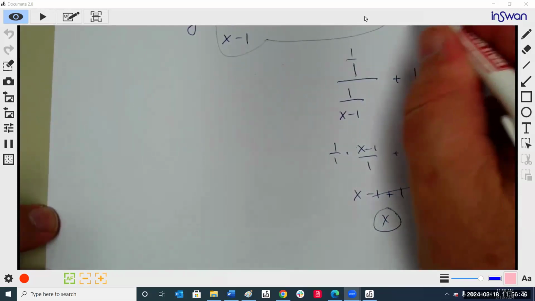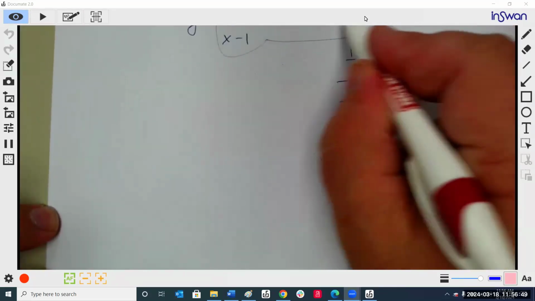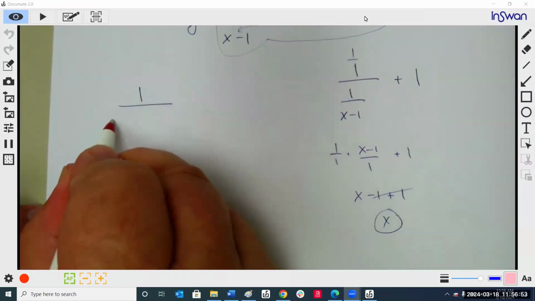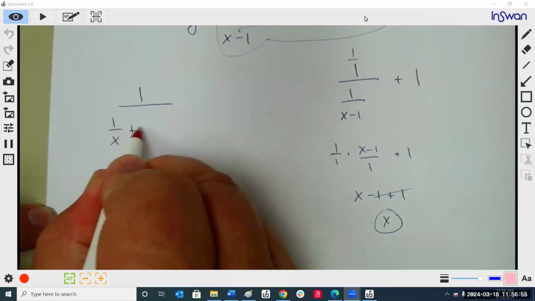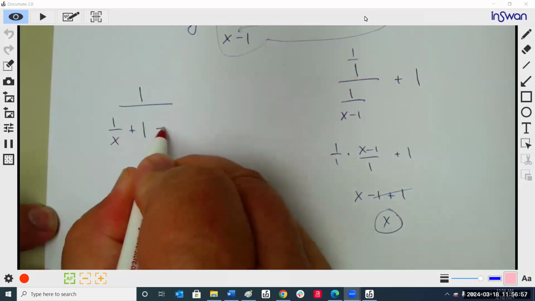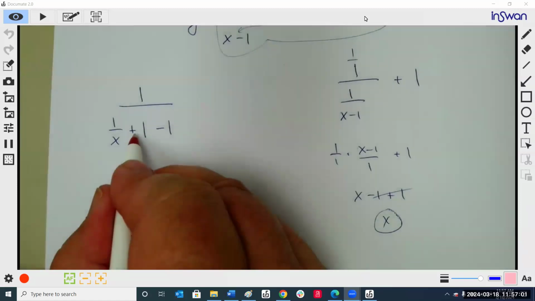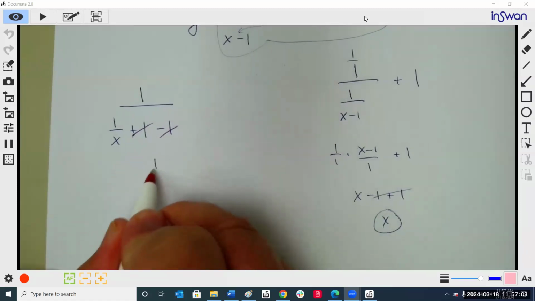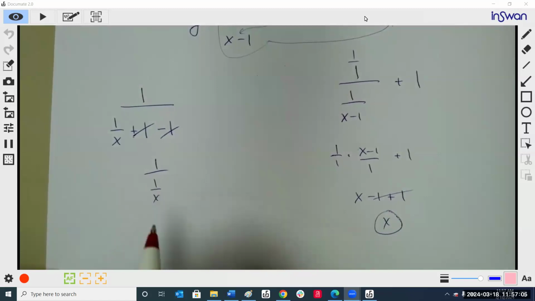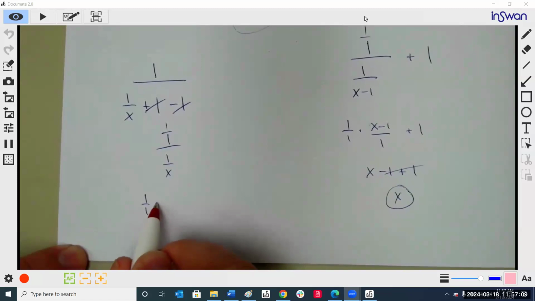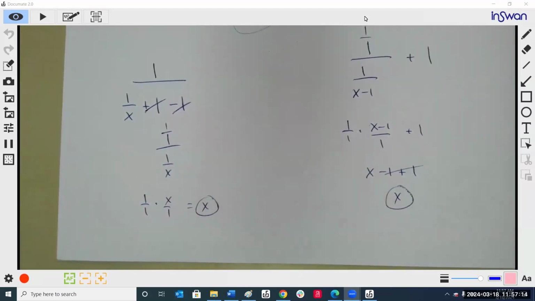And then we take this equation, put it in place of there. These cancel. So it's a fraction over a fraction. So they're inverses.